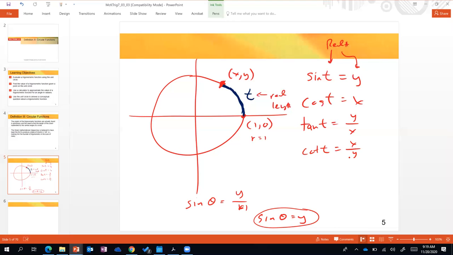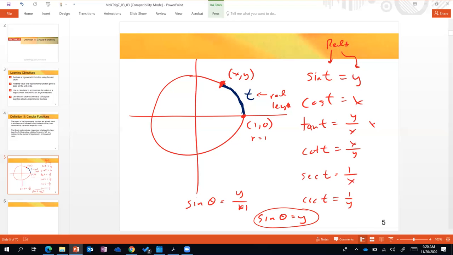Everybody agreed there? And let's go backwards here. So secant is just going to be 1 over x. Everybody agreed there? And cosecant is just 1 over y. There it is. Any little conditions here?